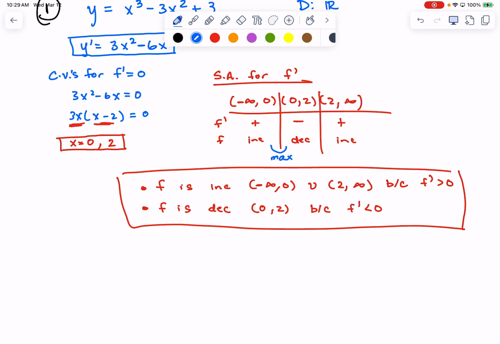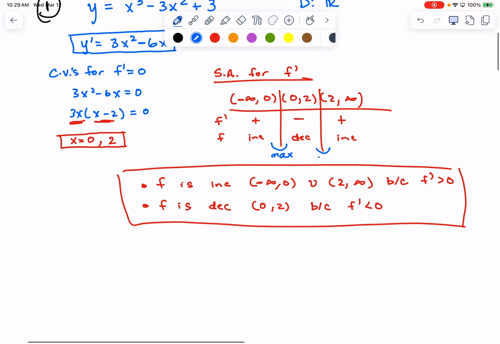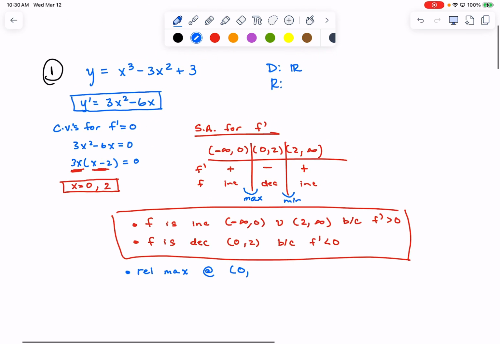Okay? So, you're going to say that we have a relative, let's do them all. What's this one at 2 going to be? Because it goes from, watch, it goes from decreasing to what? So that's a min. Now we write it out. So here we go. We're going to say relative max at what? 0, comma. Oh, you got to plug it in. You got to go back to the OG. Yep, 0, 3. That one's easy.